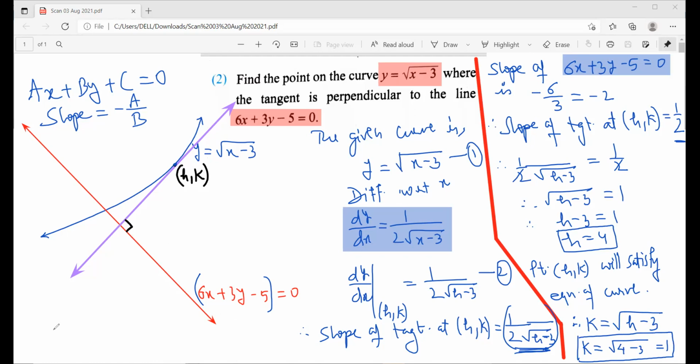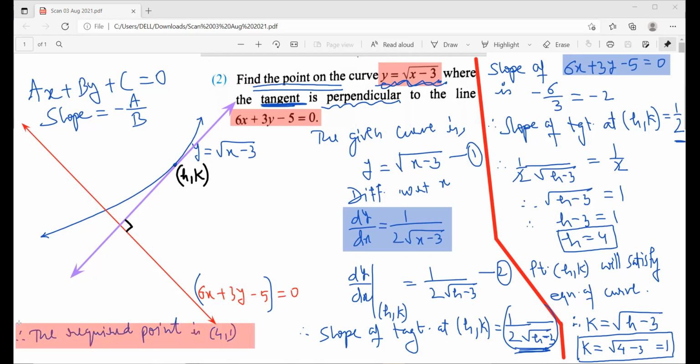So you will write the final answer. Therefore, the required point, what the question was? The question was find the point on the curve. You have found the point on the curve where you draw the tangent, and the tangent is perpendicular to the line. So therefore the required point is 4 comma 1. This is your final answer. I hope you all followed this.